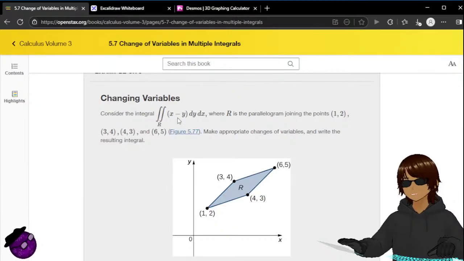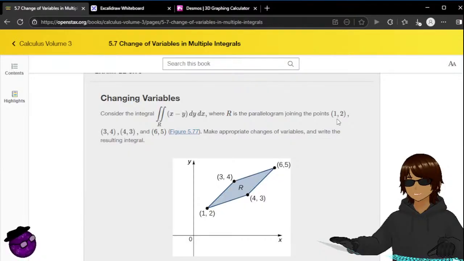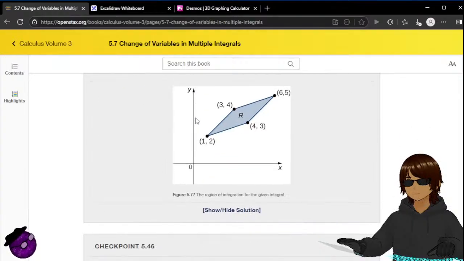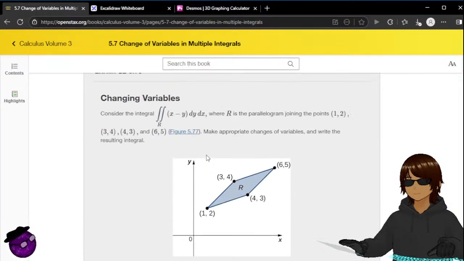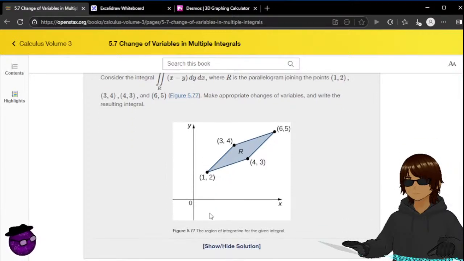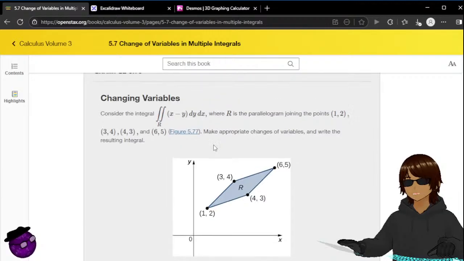Consider the integral of x minus y dy dx, where R is a parallelogram joining the points (1, 2), (3, 4), (4, 3), and (6, 5). Make the appropriate changes of variables and write the resulting integral. The region of integration is here. What do they mean make the appropriate changes of variables? Do I turn it into a rectangle?